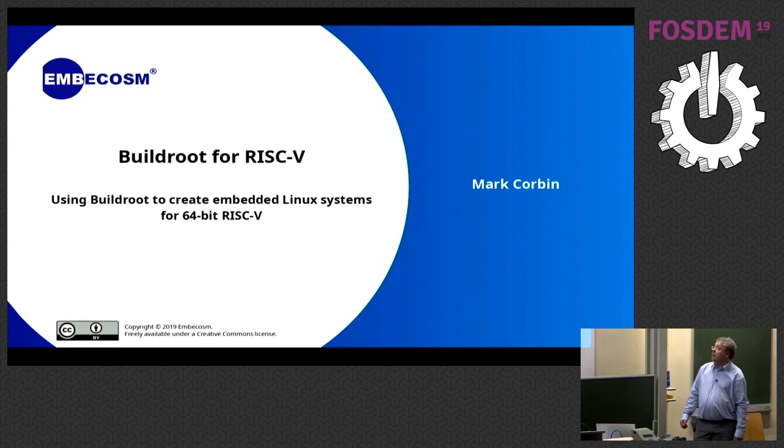My name is Mark Corbin and I'm going to talk to you about my work using Buildroot to create embedded Linux systems for 64-bit RISC-V.